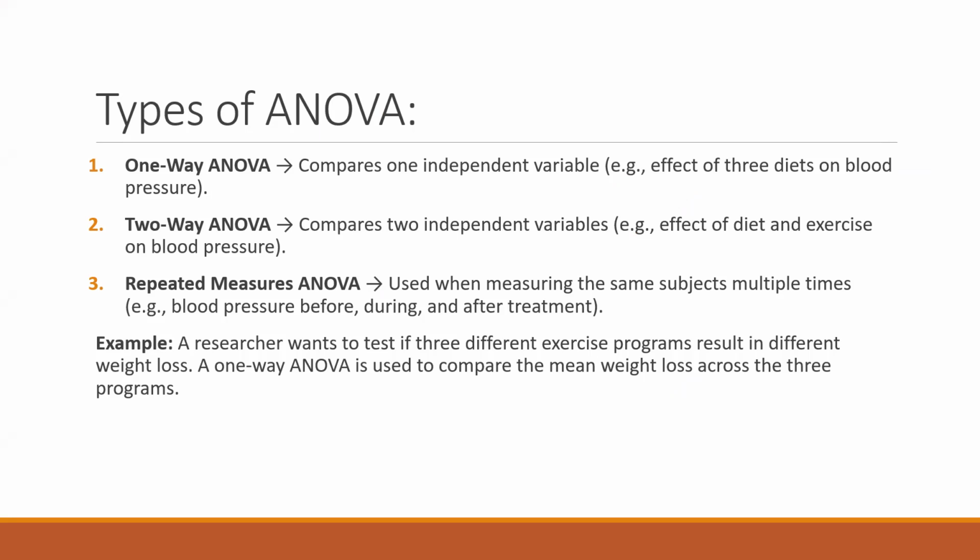For example, a researcher wants to see if 3 different exercise programs result in different weight loss. A one-way ANOVA is used to compare the mean weight loss across the 3 programs.